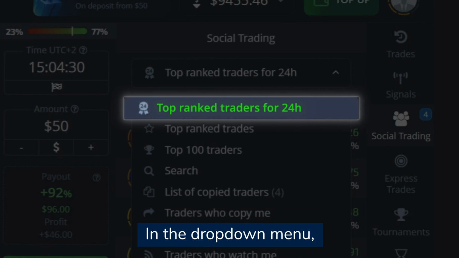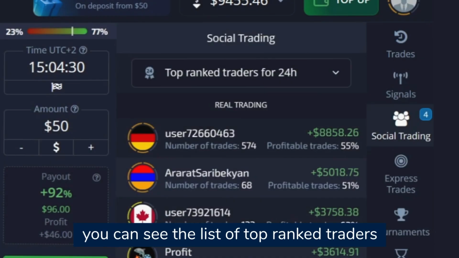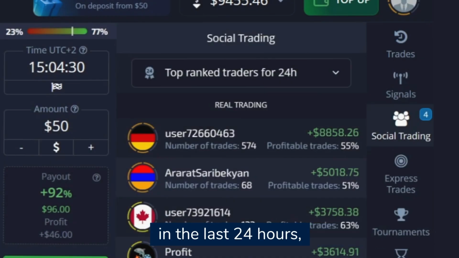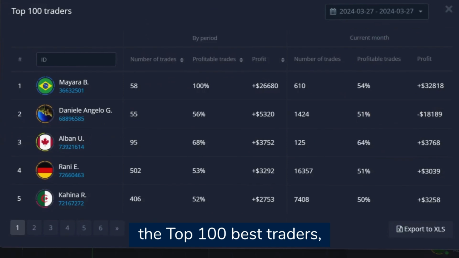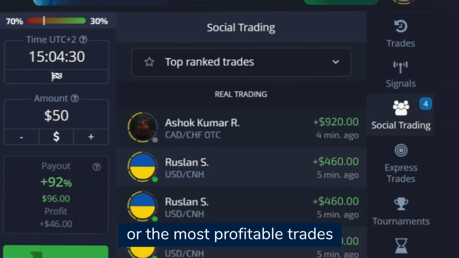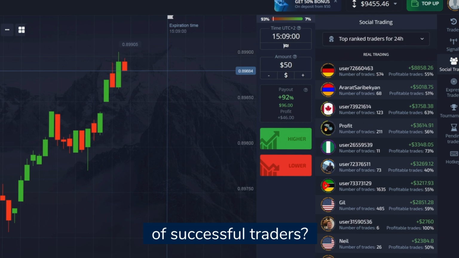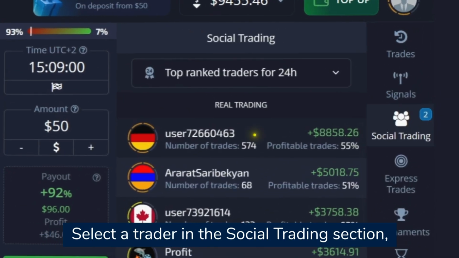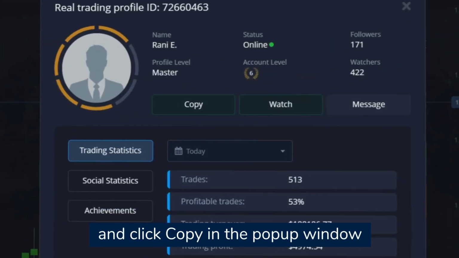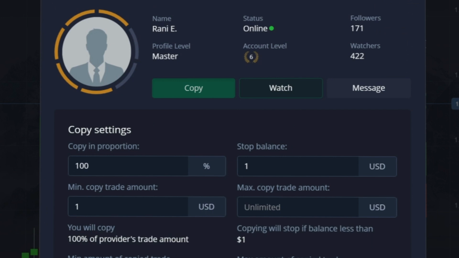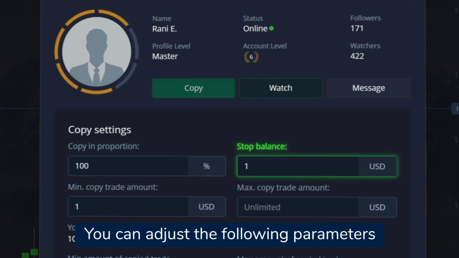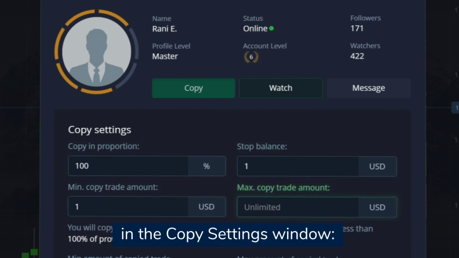In the drop-down menu, you can see the list of top-ranked traders in the last 24 hours, the top 100 best traders, or the most profitable trades. How to start copying the trades of successful traders? Select a trader in the social trading section and click Copy in the pop-up window. You can adjust the following parameters in the Copy Settings window.